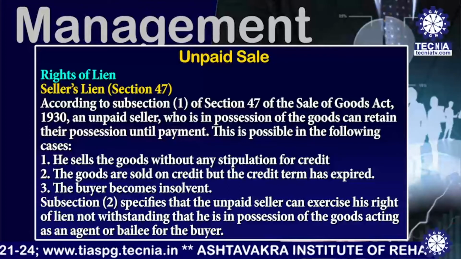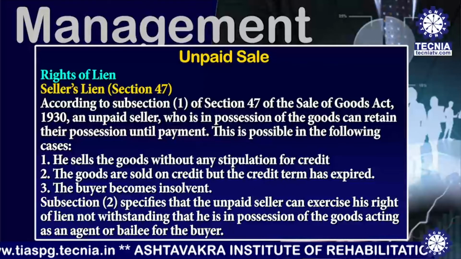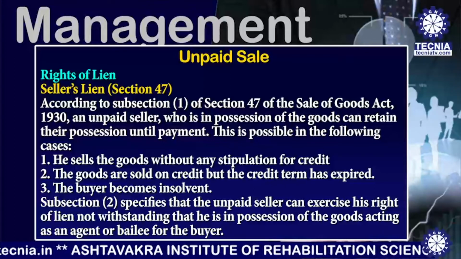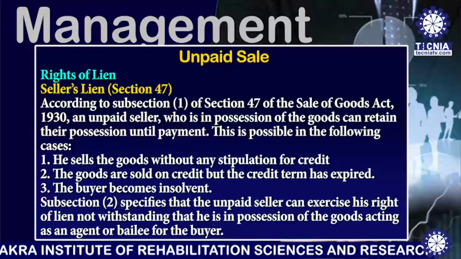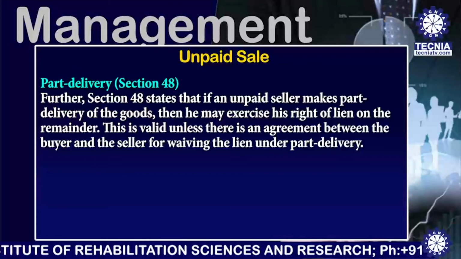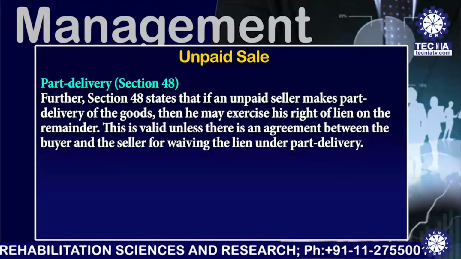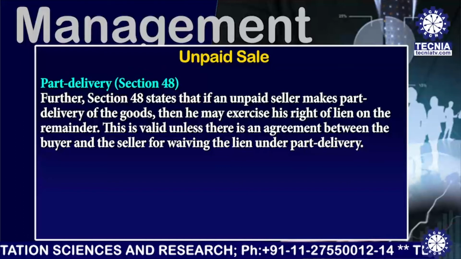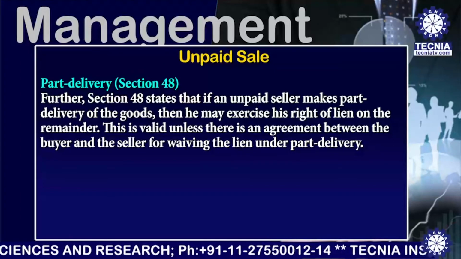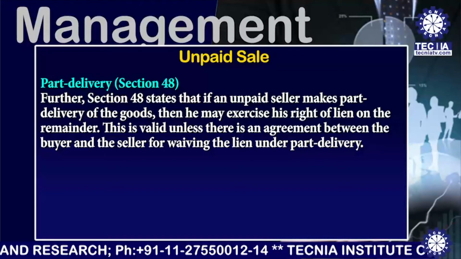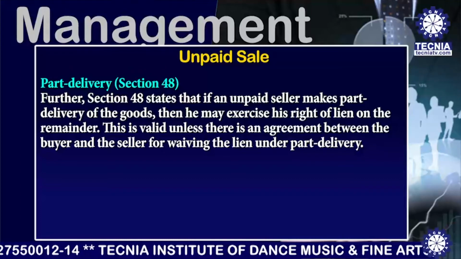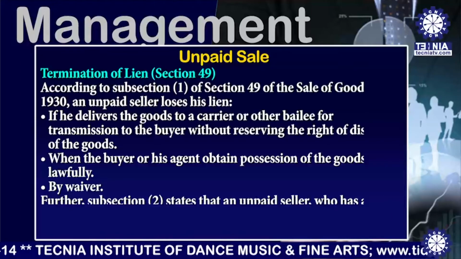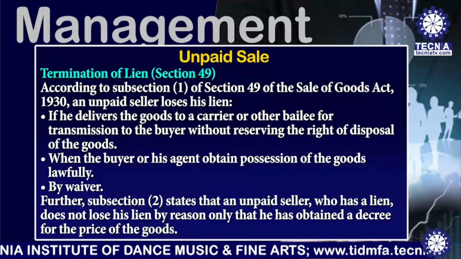Subsection 2 specifies that the unpaid seller can exercise his right of lien notwithstanding that he is in the possession of the goods as an agent or bailee for the buyer. Part delivery, section 48. Further, section 48 states that if an unpaid seller makes part delivery of the goods, he may exercise his right of lien on the remainder. This is valid unless there is an agreement between the buyer and the seller for waiving the lien under part delivery.